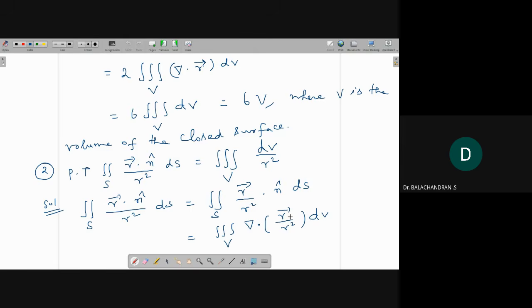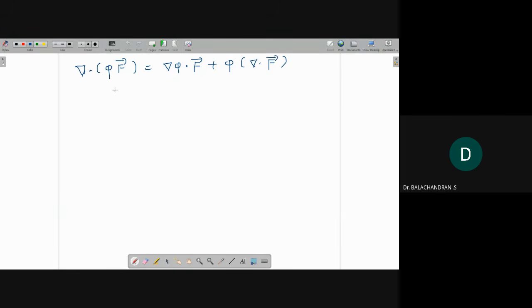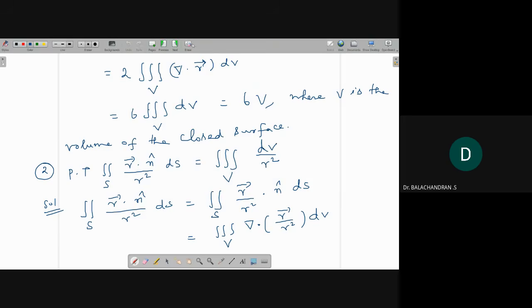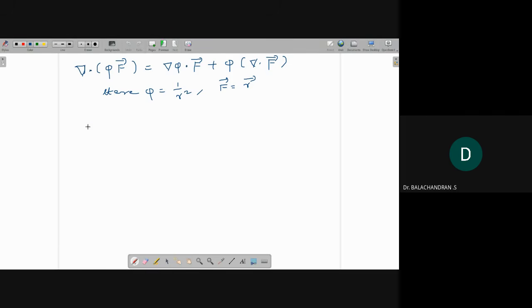Here, what is phi? Phi is 1 by r square, and the f vector equals r vector. Okay, so now any one of you apply this result and tell me. I will write here: triple integral over v. Who is ready to tell the answer?